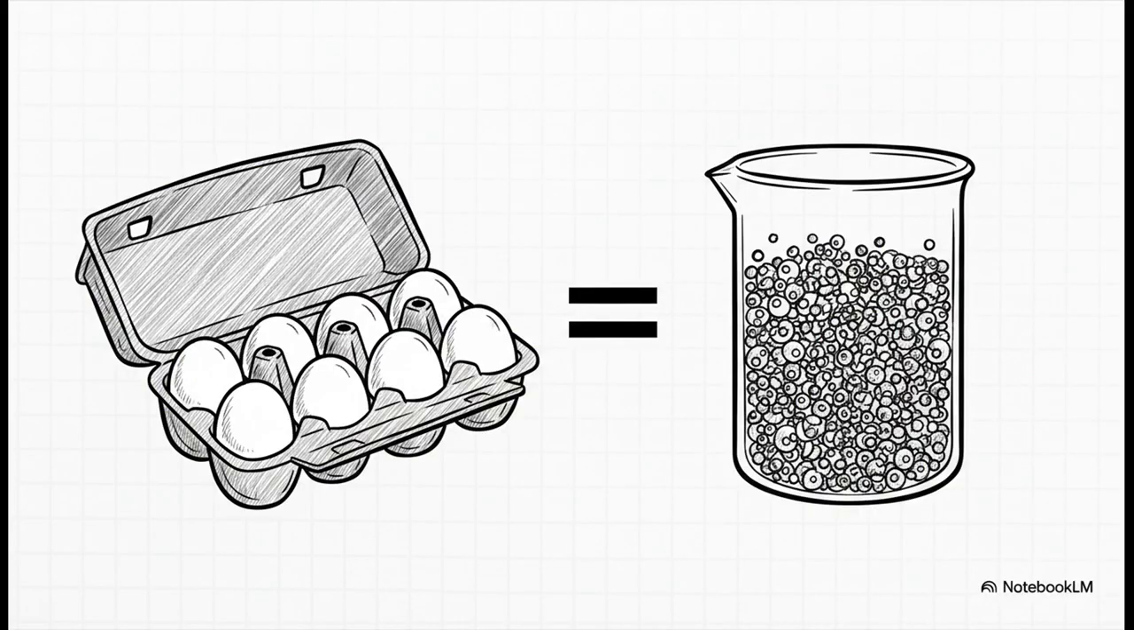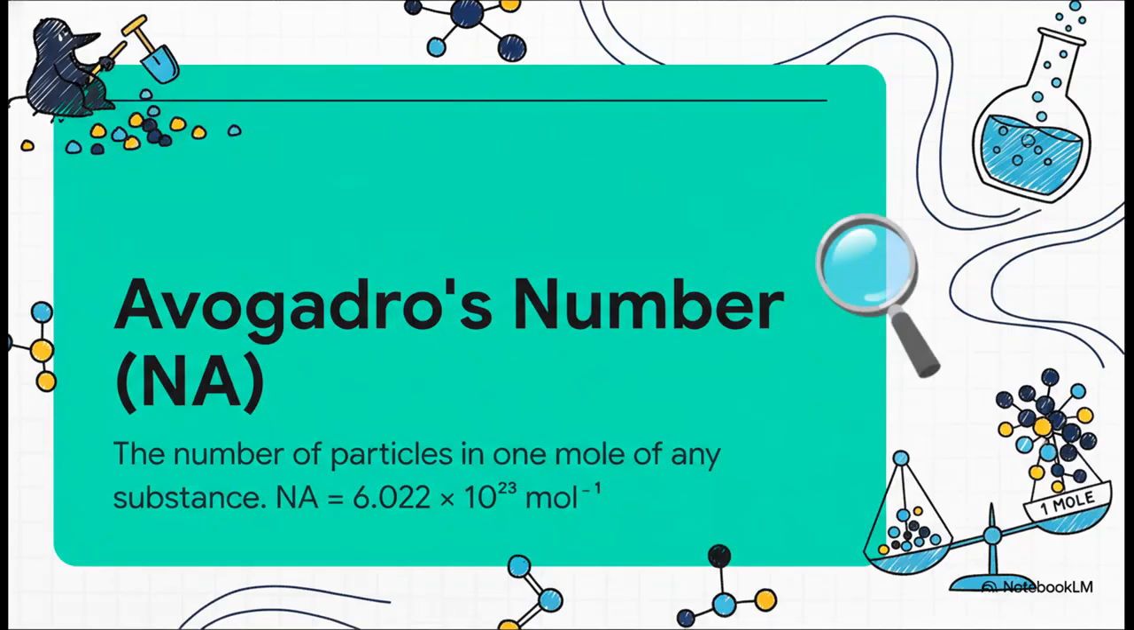And really, this is the best way to wrap your head around it. A dozen is 12 things. A mole is 6.022 times 10 to the 23rd things. The number itself is massive, but the concept? It's exactly the same. We just need a much bigger number because, well, the things we're counting are just unimaginably tiny. So that special number, 6.022 times 10 to the 23rd, gets a proper name, Avogadro's number.